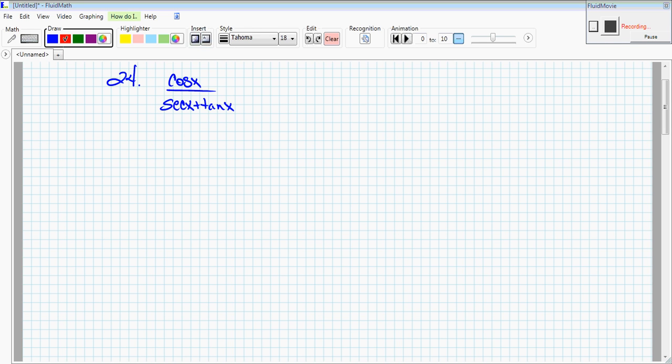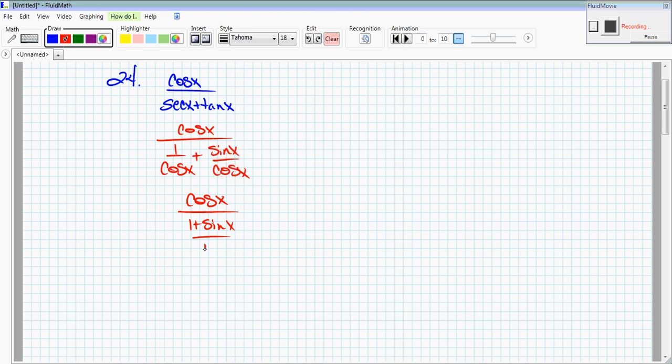Alright, for question 24, again, the first thing we want to do is write everything in terms of sine and cosine. So we have the cosine of x over 1 over the cosine of x plus the sine of x over cosine of x. In the denominator, we have a common denominator, so we can add these fractions, giving us the cosine of x over 1 plus the sine of x over the cosine of x.